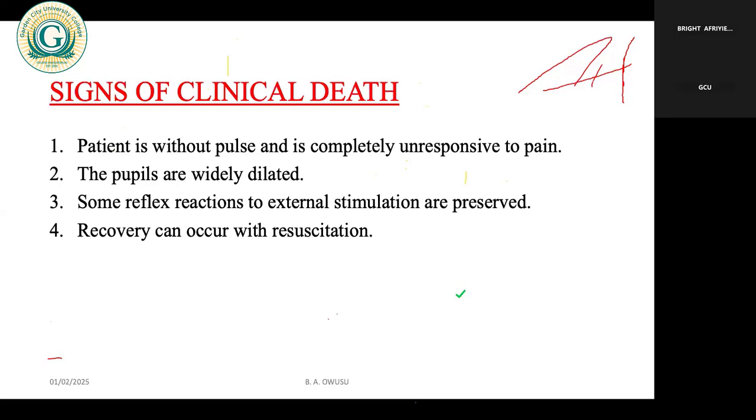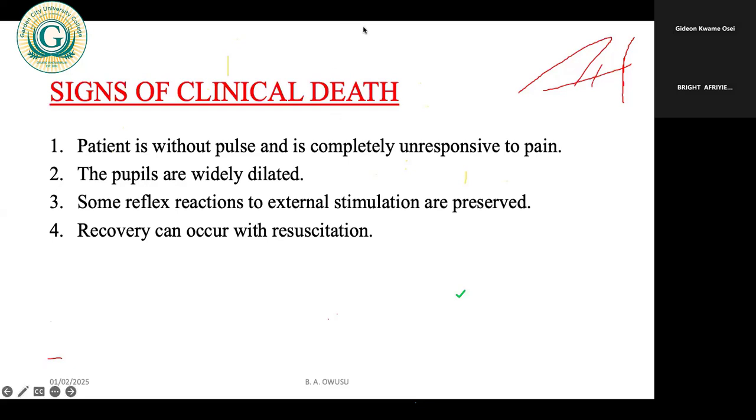What are the signs of clinical death? One, the patient is without pulse and is completely unresponsive to pain. The pupils are widely dilated. Some reflex reactions to external stimulation are preserved. There is recovery that can occur with resuscitation.